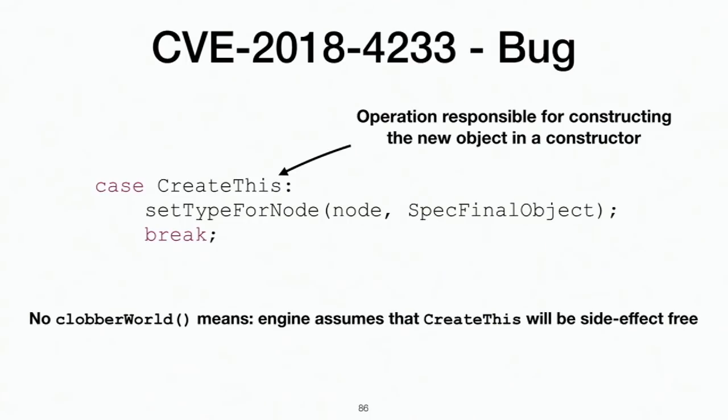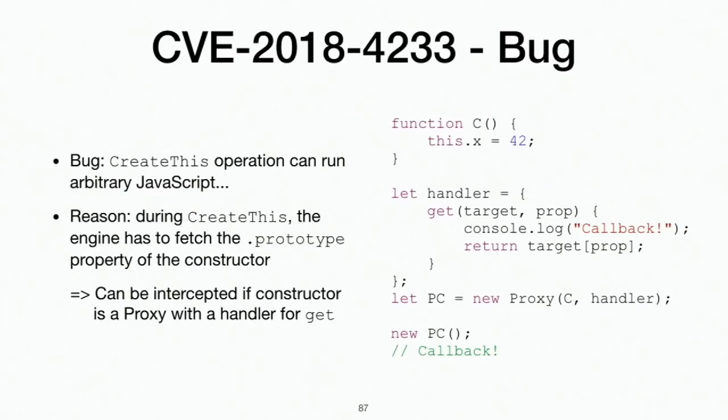If we look at some other code here, there's one operation called CreateThis. During construction, it allocates the object that's being constructed. And if you look at this code in the abstract interpreter, you can tell that it doesn't call clobberWorld. So it's assuming that this operation is in fact side effect free. Well, it turns out it's not, and that's exactly the bug I exploited.